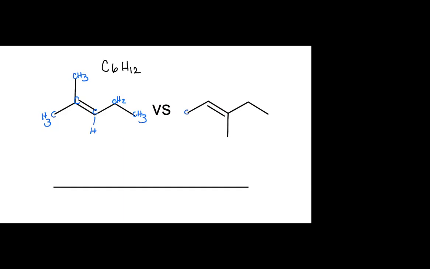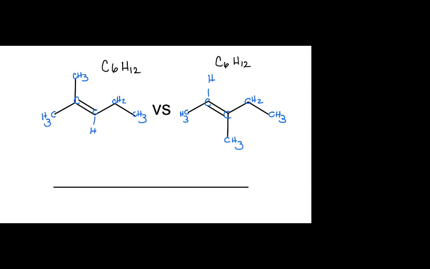Let me look at the molecule on the right. This is a CH3. This is a CH. This is a C. This is a CH3. This is a CH2. This is a CH3. We have 1, 2, 3, 4, 5, 6, C6. And then we have 4, 7 plus 5, 12 hydrogens. So in these molecules, let me go ahead and name them.